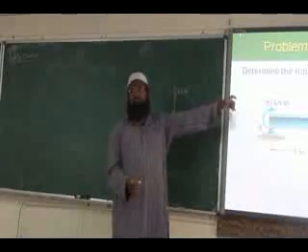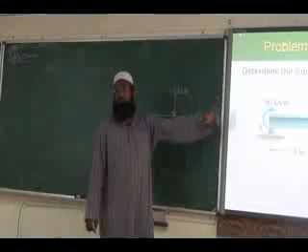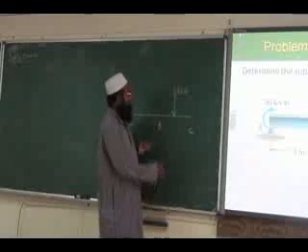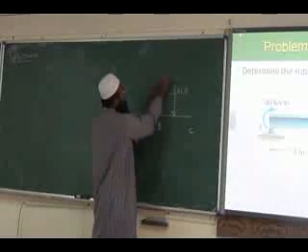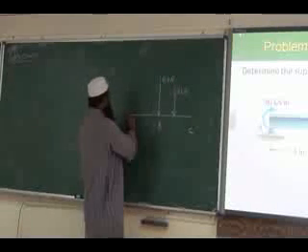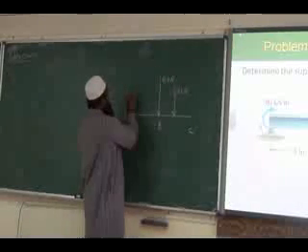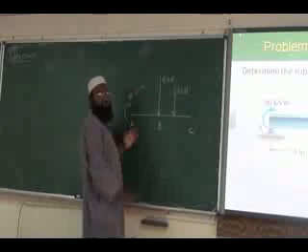5 kN per meter is the force distributed over the length of 5 meters. So 5 into 5, 25. After that, this is the point load you have already. You already have a 50 kN point load. Apart from this, there is a moment. 80 kN meter moment is there.